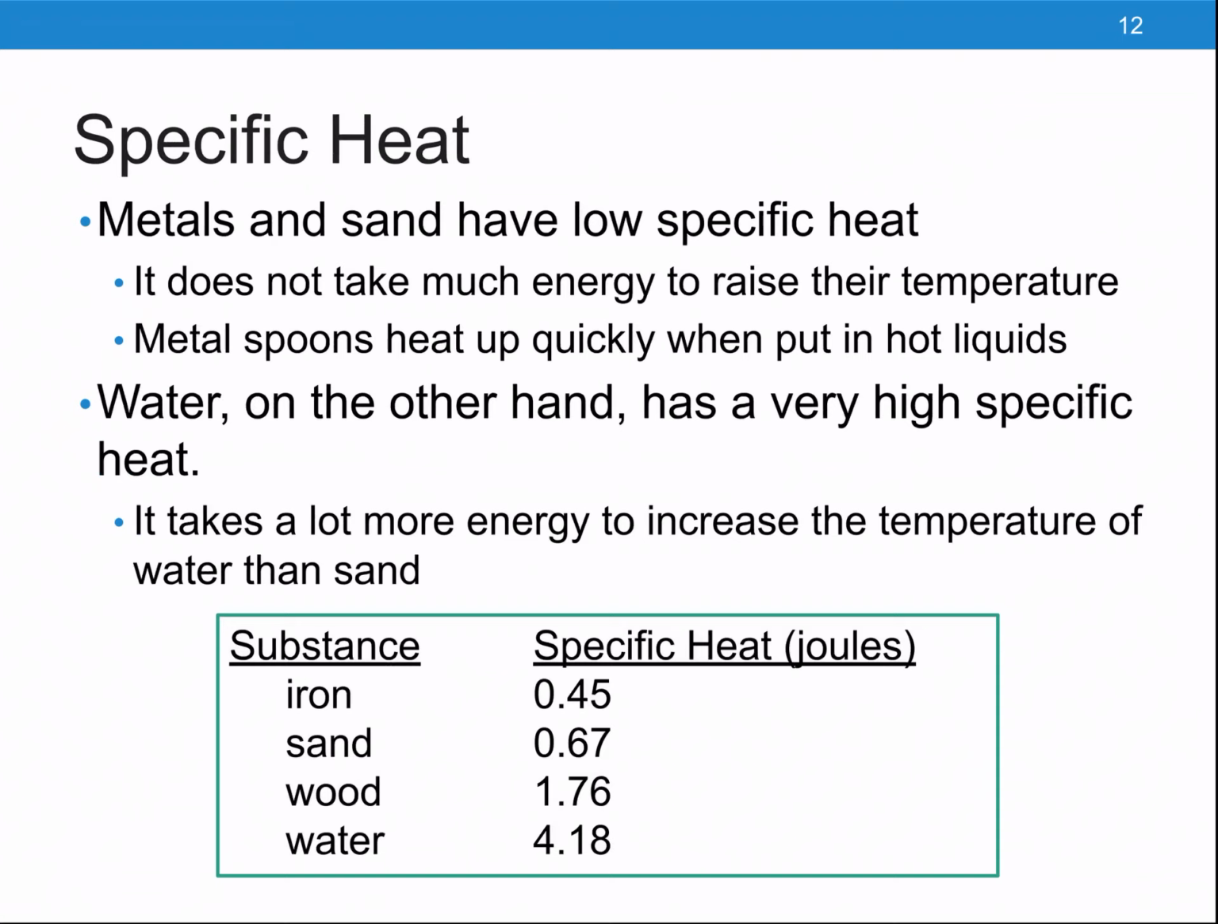Okay, and different materials have different specific heats. If you look at the table at the bottom, you can see that things like iron, so a metal, has a very low specific heat, versus something like wood, which has a little bit higher specific heat, and then all the way to water, which is much higher than all of those. So what that tells us is that it is much easier to increase the temperature of a material made up of iron versus wood. It takes a lot more energy to heat up wood than it would iron.